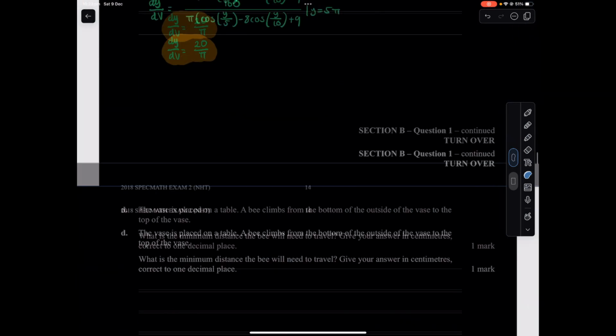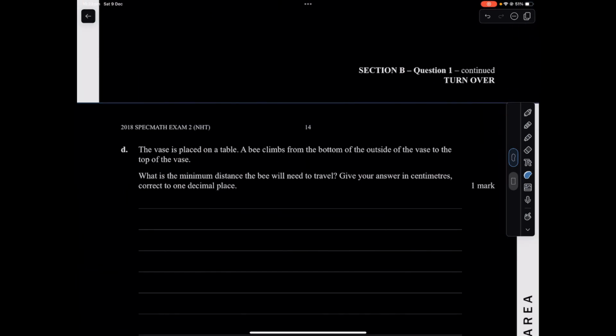Next question, D. The vase is placed on a table. A bee climbs from the bottom of the outside of the vase to the top of the vase. What is the minimum distance the bee will need to travel? Give your answer in centimeters, correct to one decimal place. It's only 1 mark, so we don't actually need a lot of working out. That's great.